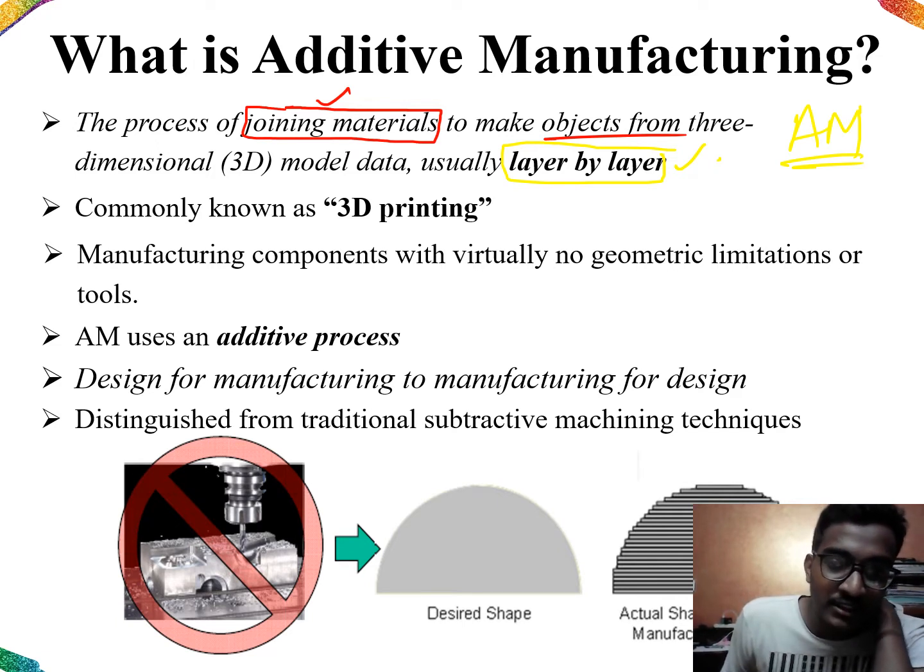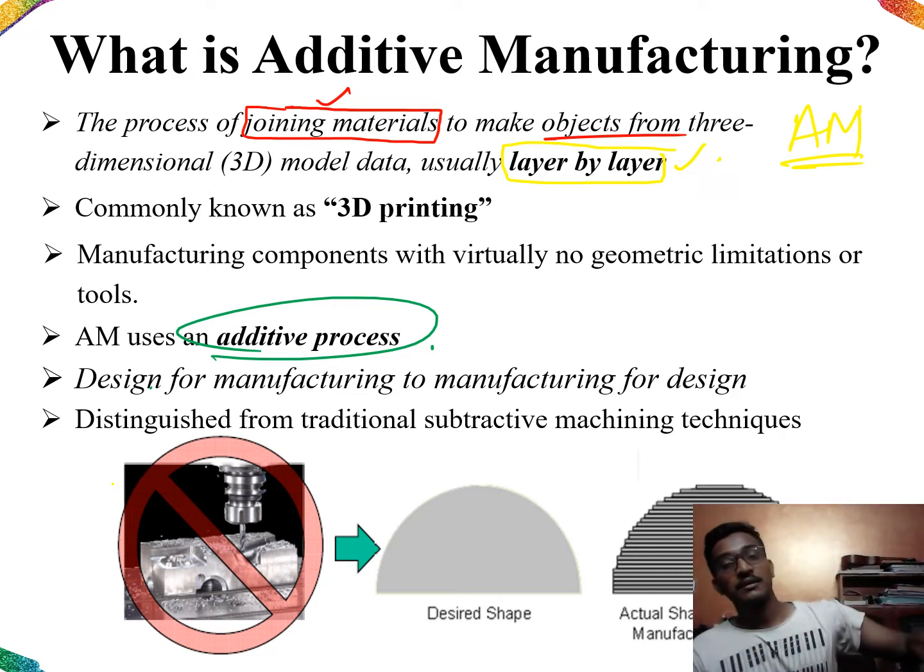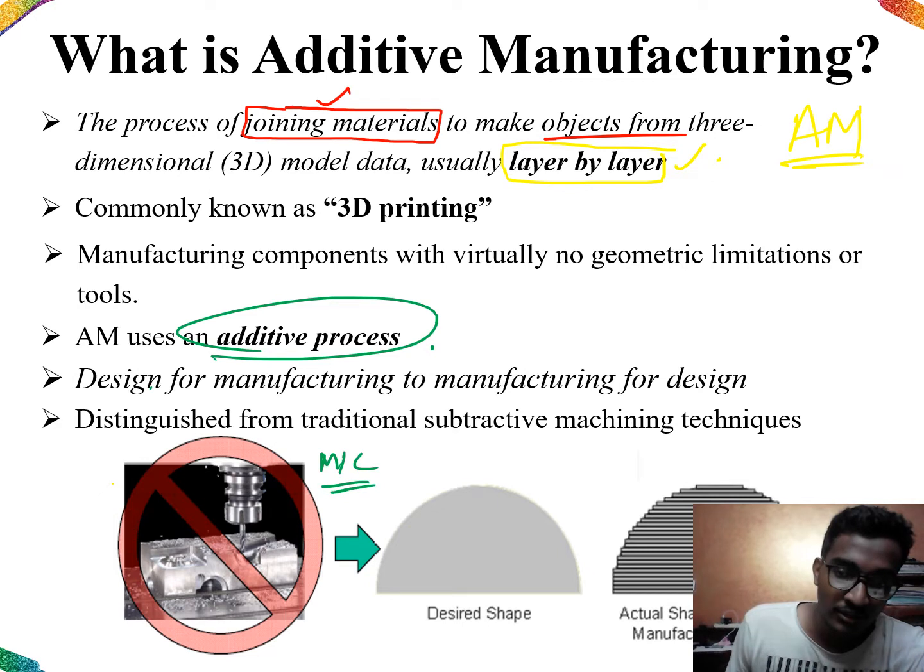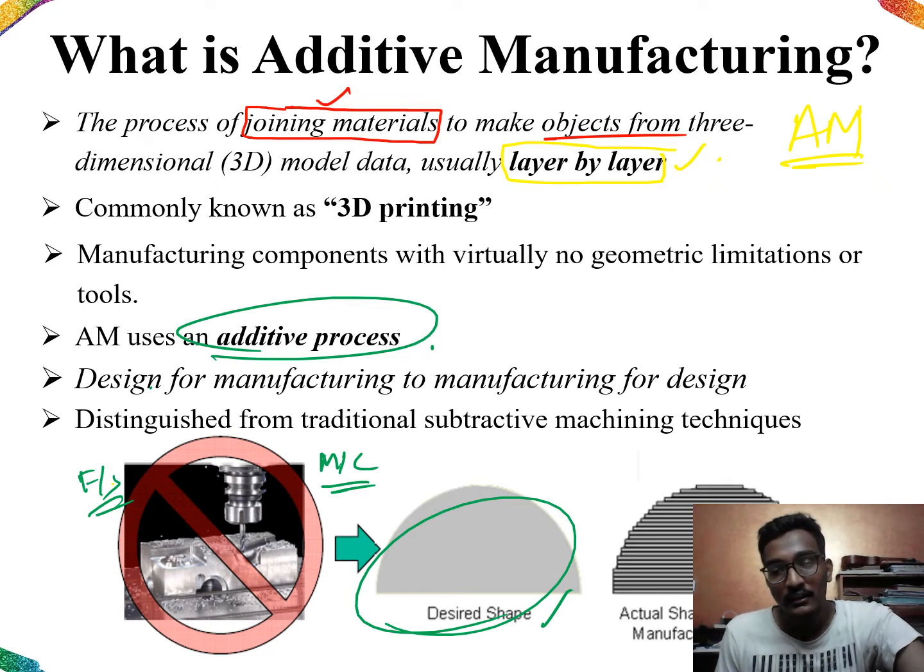Additive manufacturing is used as an additive process, as the name itself indicates. We'll be seeing one by one what the manufacturing processes and designs are, and how it is distinguished from the traditional subtractive machining techniques, where, as I told you before, we subtract. But here there is no such machining, and no finishing. We directly get the desired shape, the actual shape, from additive manufacturing. This is the major thing we can get here.